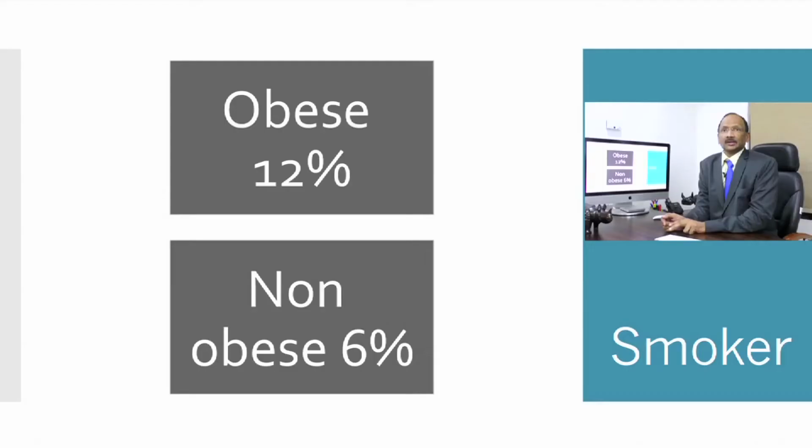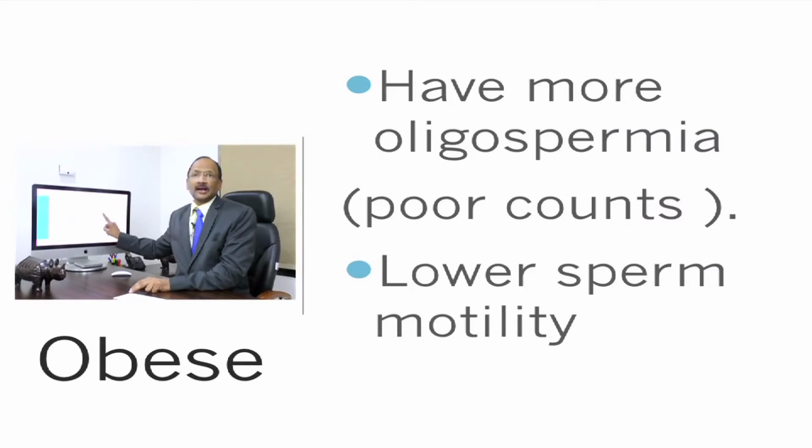2017. In this study, what we found was that in the study population there was a 12% incidence of obesity, and in the obese group the abnormalities were higher than in the non-obese group, where they were 6%. Obese people had more abnormal counts and abnormal motility.